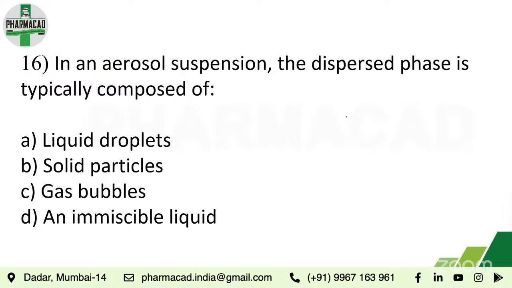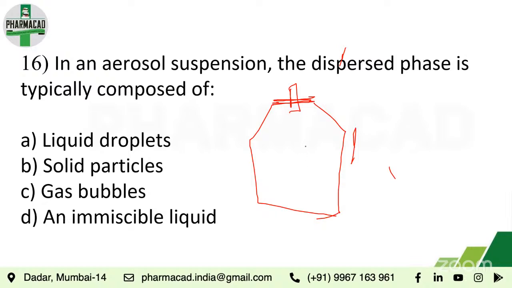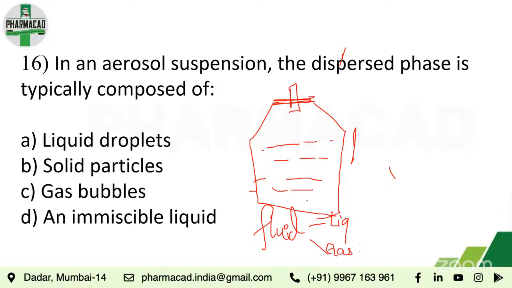In an aerosol suspension, the dispersed phase is typically composed of what? Now imagine an aerosol suspension. What does an aerosol mean overall? What is there in an aerosol? A liquid droplet suspended in a propellant. So the concentrate is some fluid. That fluid can either be liquid or gas, in a propellant.